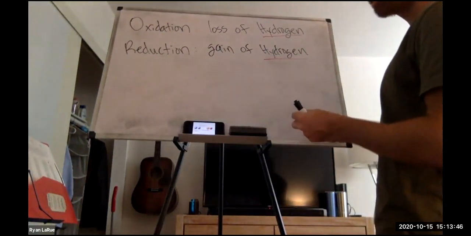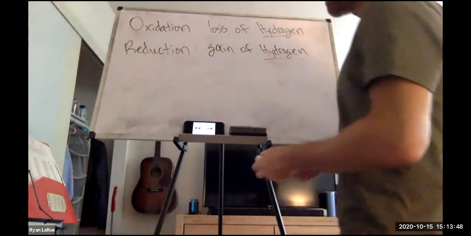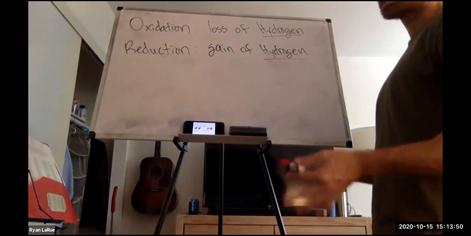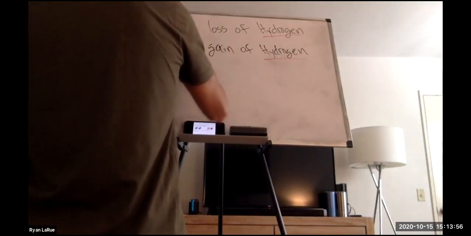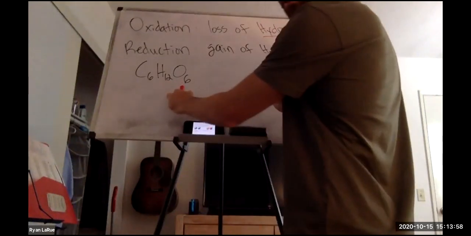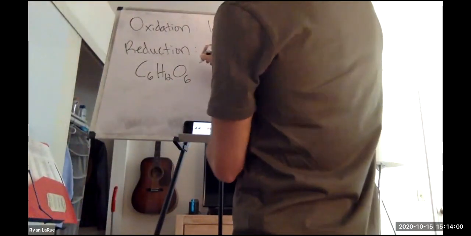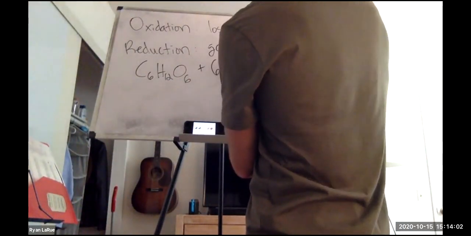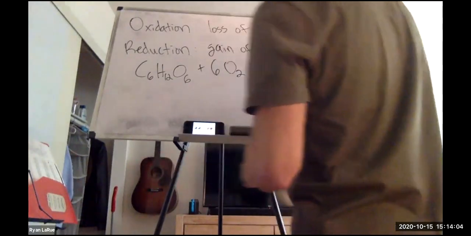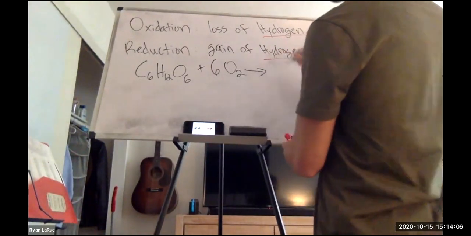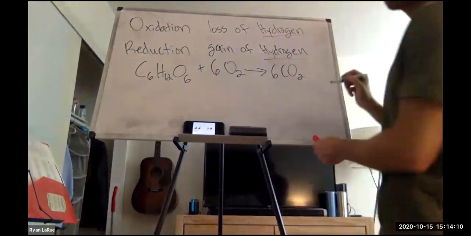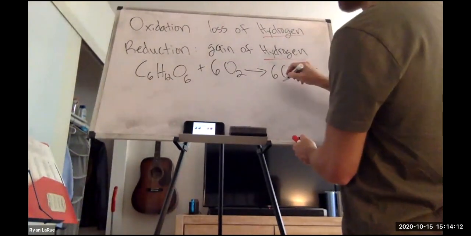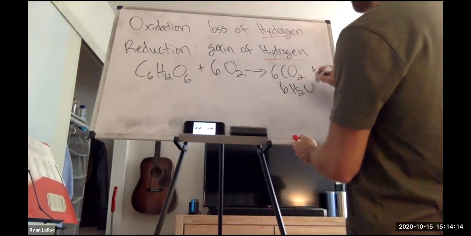So I'm actually going to rewrite the chemical formula for cellular respiration. This is the chemical formula for the glucose molecule. Glucose plus oxygen molecules, 6 oxygen molecules, going to 6 carbon dioxide molecules and 6 water molecules.